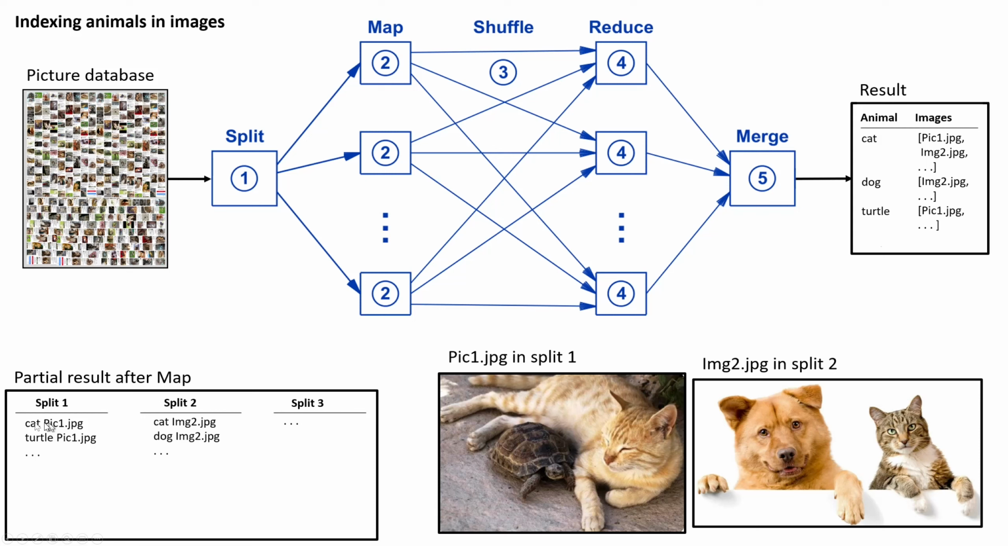So coming back here, the key that the map instance generates is the animal name, like cat, and the value is the name of the figure where that animal appeared. And for each data item, for example, for this picture here, the map instance can generate 2 items in the list. So there's one item with the key cat and value pic1.jpg, and there's another item with the animal turtle and the value pic1.jpg as well. And then all items that have cat as a key will be sent to the same reduce instance.